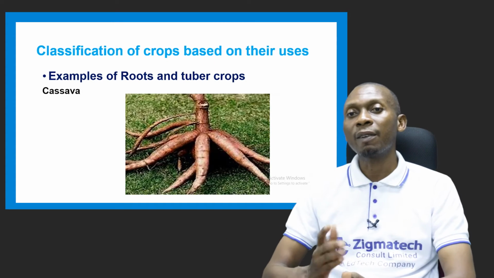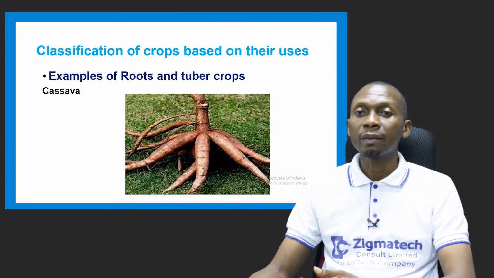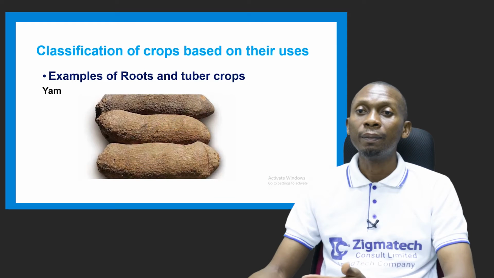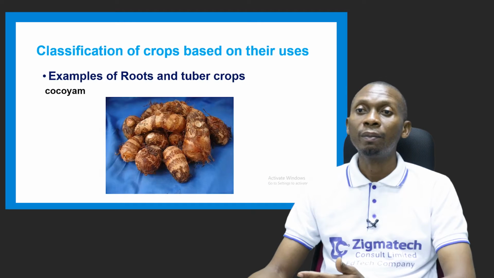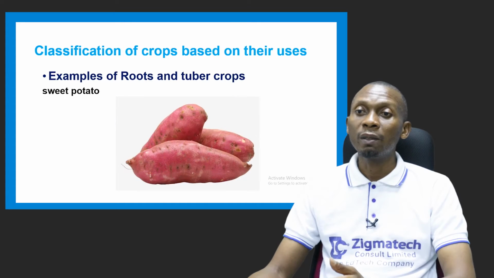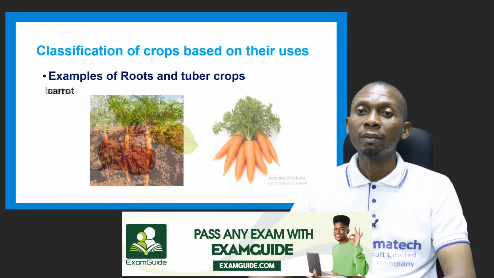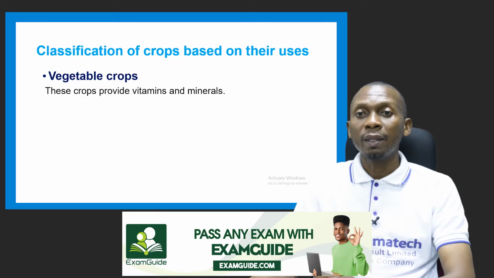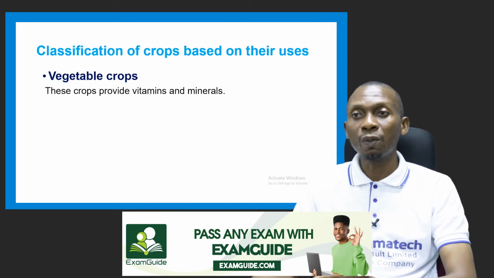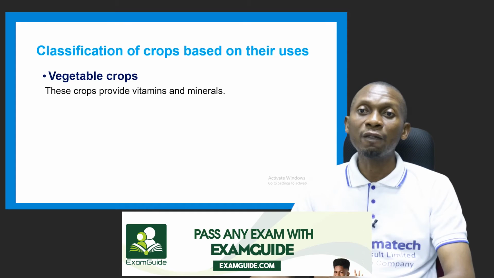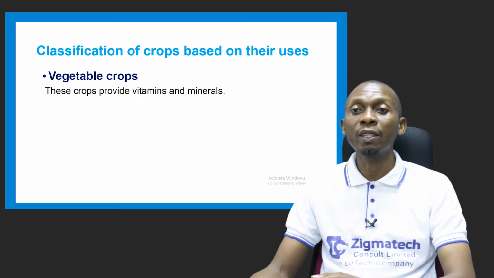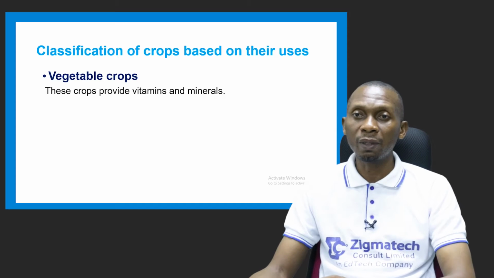Examples of such crops we have are cassava, yam, cocoyam, sweet potato, beets, carrots. Now, we have another class of crops based on their use, referred to as vegetable crops. They help to provide us with vitamins and minerals.